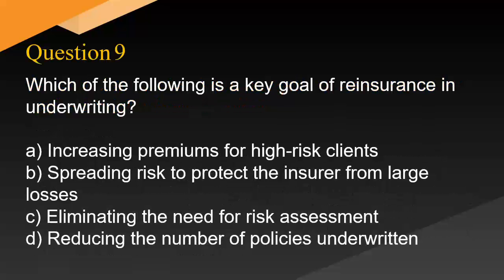Which of the following is a key goal of reinsurance in underwriting? A. Increasing premiums for high-risk clients. B. Spreading risk to protect the insurer from large losses. C. Eliminating the need for risk assessment. D. Reducing the number of policies underwritten.